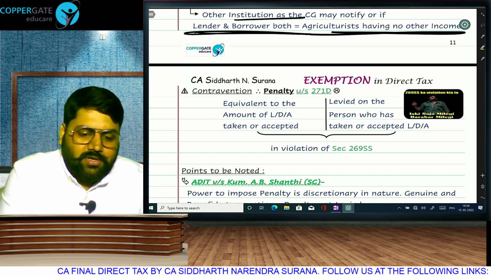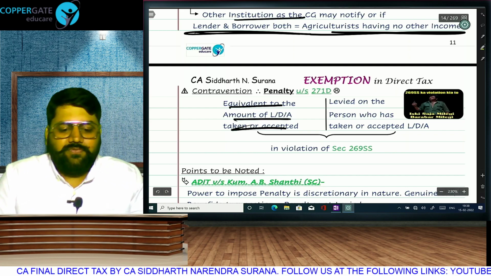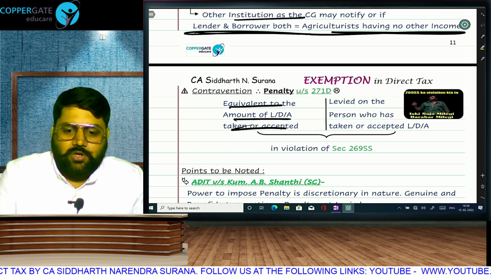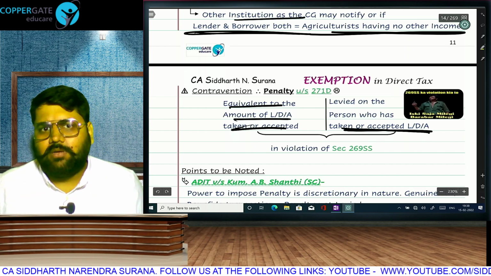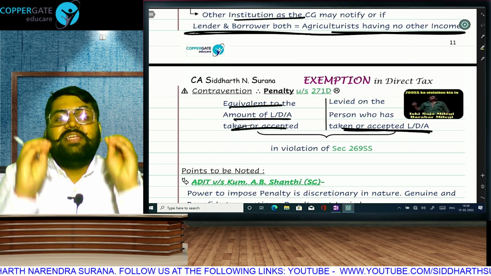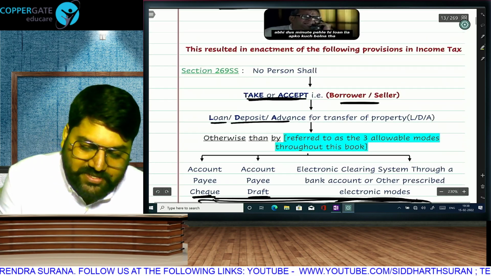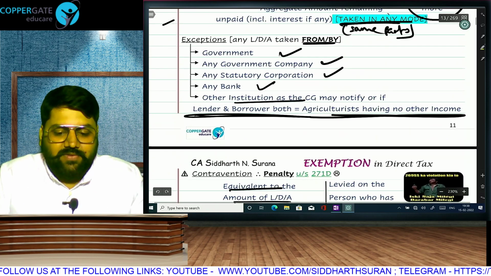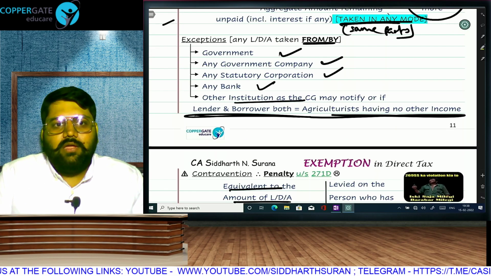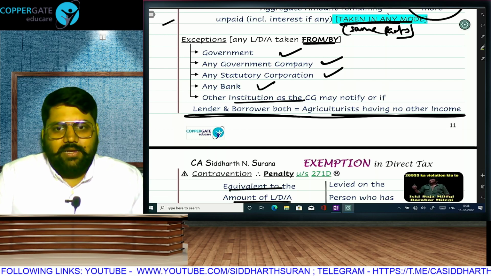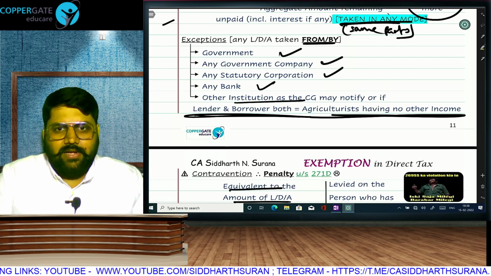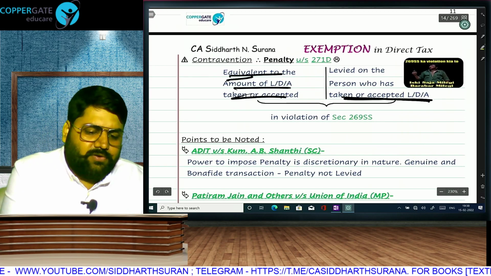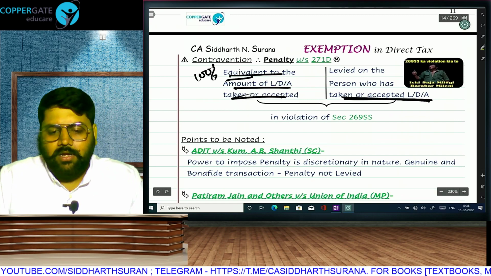What will be the penalty amount? 100%. So equivalent to the amount of loan, advance or deposit taken in violation of 269SS, on the person who has taken. On the giver there is no problem. Giver is always immune. The person who is the lender has got no problem. Check carefully. The section is created for the borrower, the acceptor, the taker. So the lender will never have any problem. 100% of the loan, advance or deposit taken in violation will become your penalty. Equivalent to the amount means 100% of the amount.